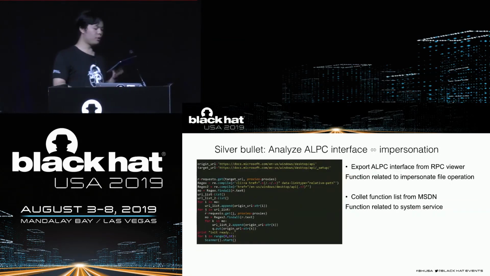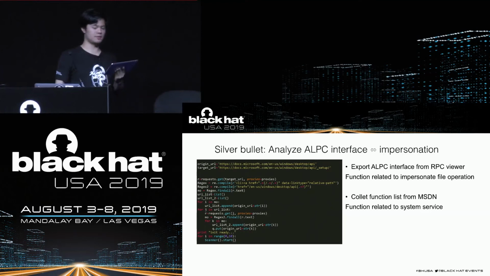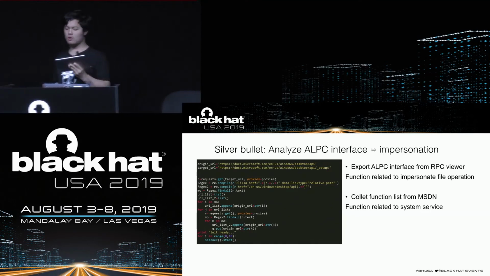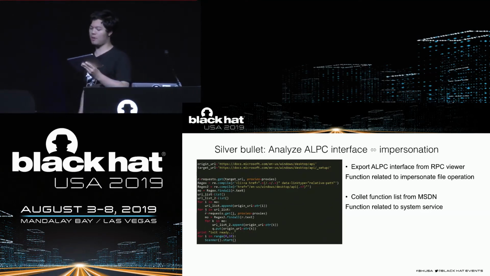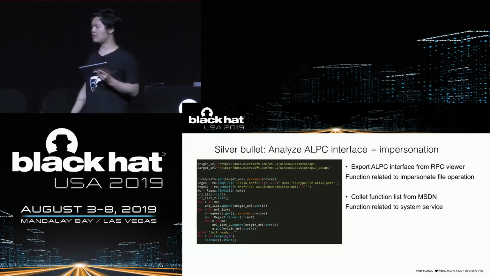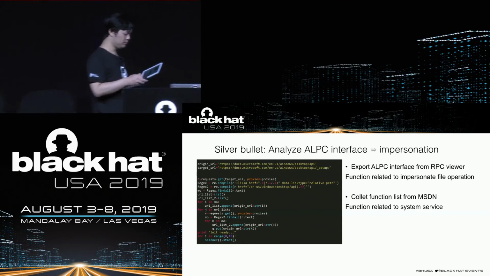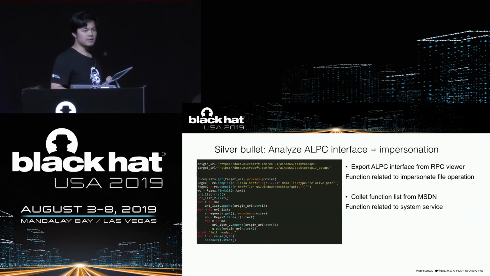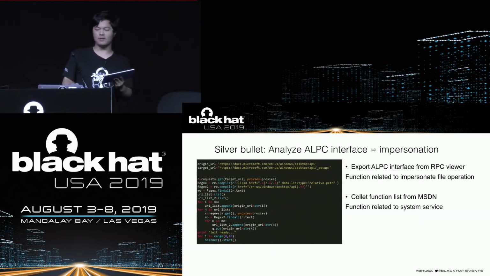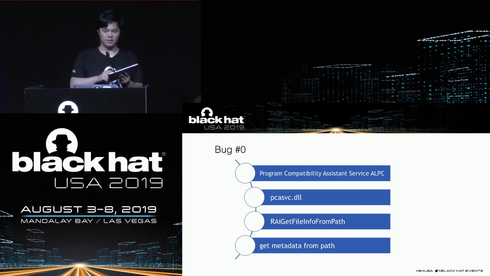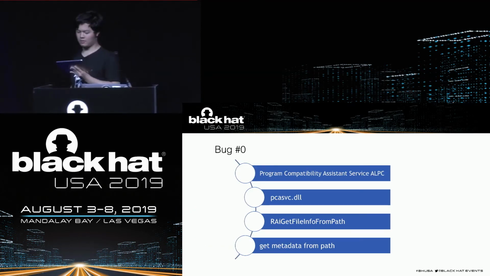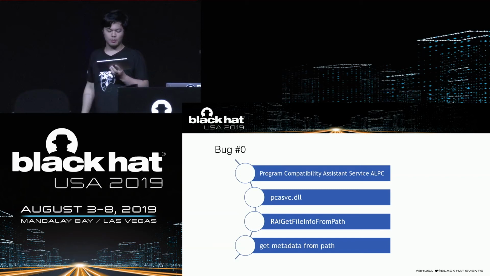So we could export ALPC interfaces from RPC Viewer. Also, we could collect a function list from MSDN. So we need to write a spider to collect the function list. And based on these ways, we also found new bugs. This is a new bug we found based on this way.